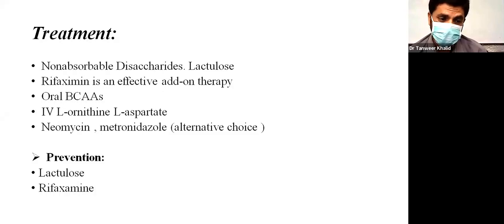Oral branched-chain amino acids and IV L-ornithine L-aspartate are also used. Basically, the whole concept behind this treatment is to decrease production of ammonia, and ammonia is the basic source. There are many other toxins, but ammonia is the main source. Once an episode of hepatic encephalopathy occurs, prevention should be done with lactulose and rifaximin.